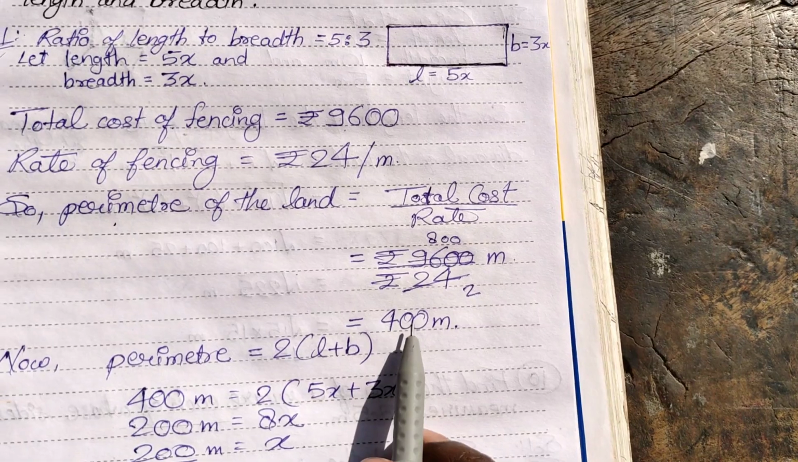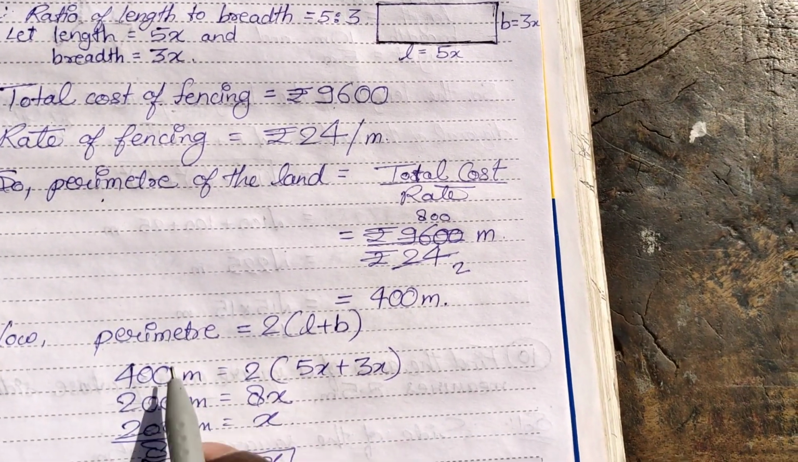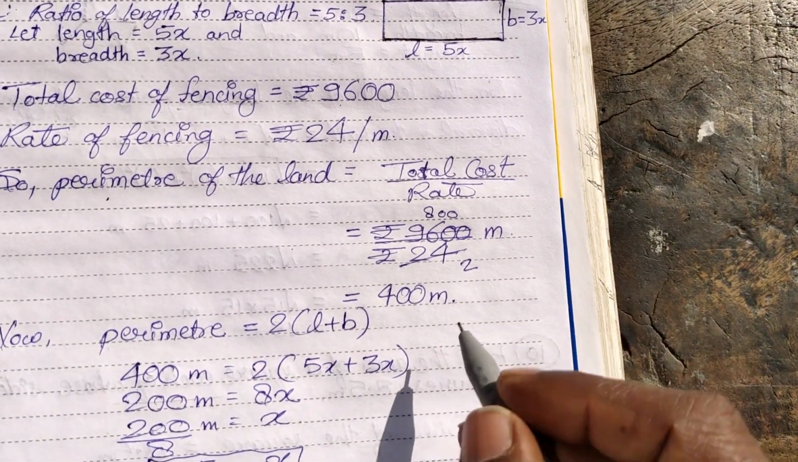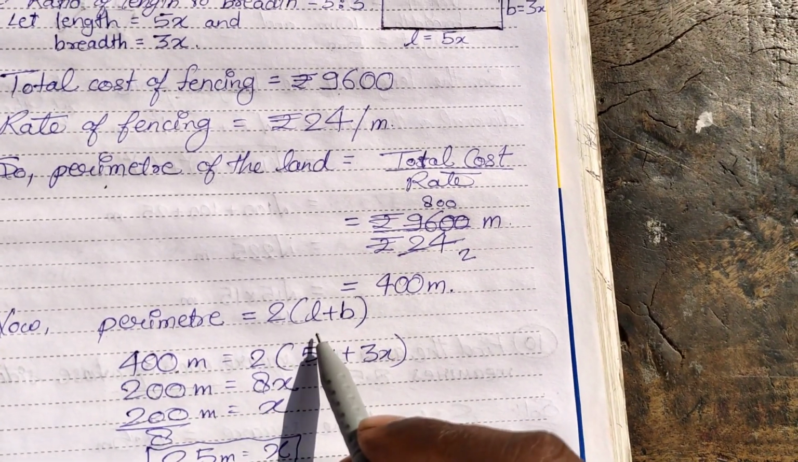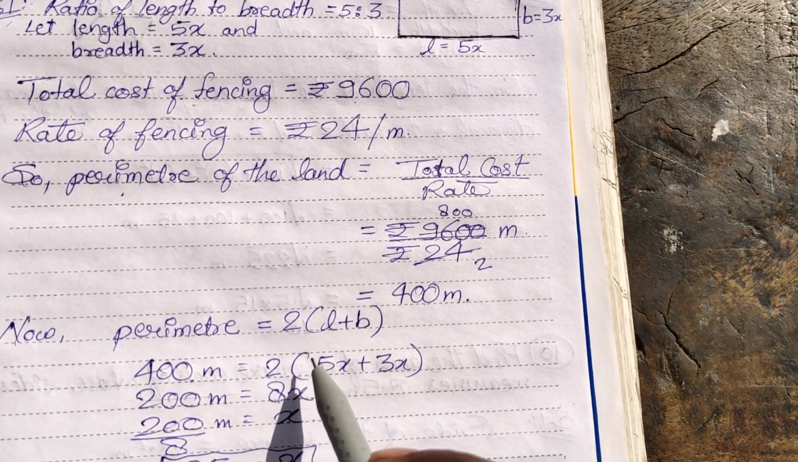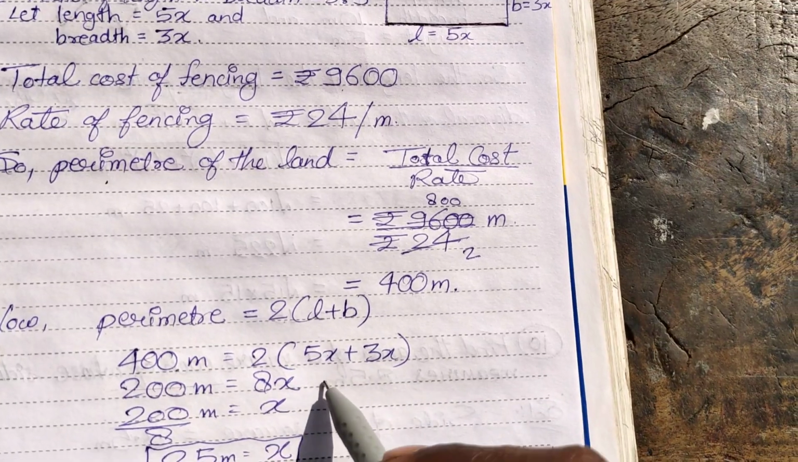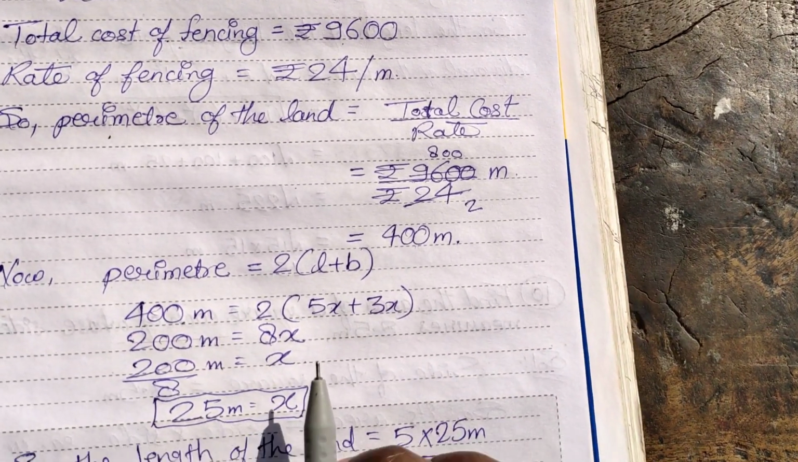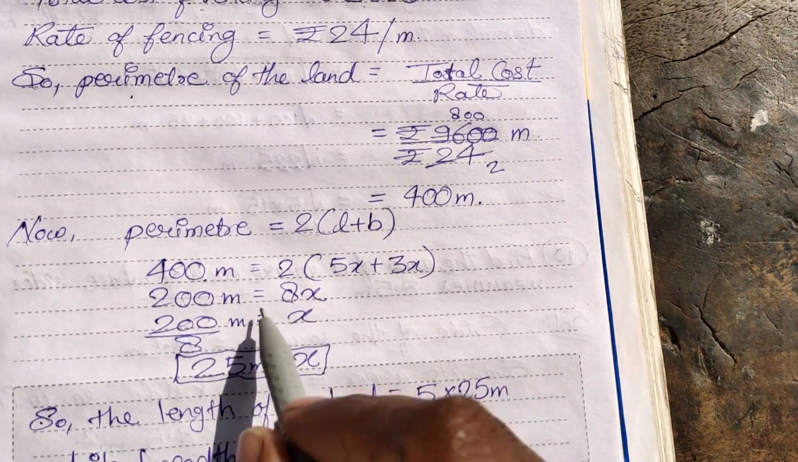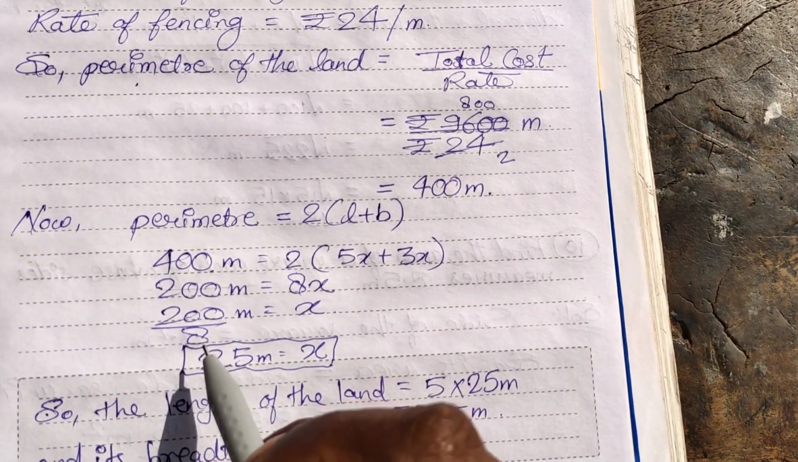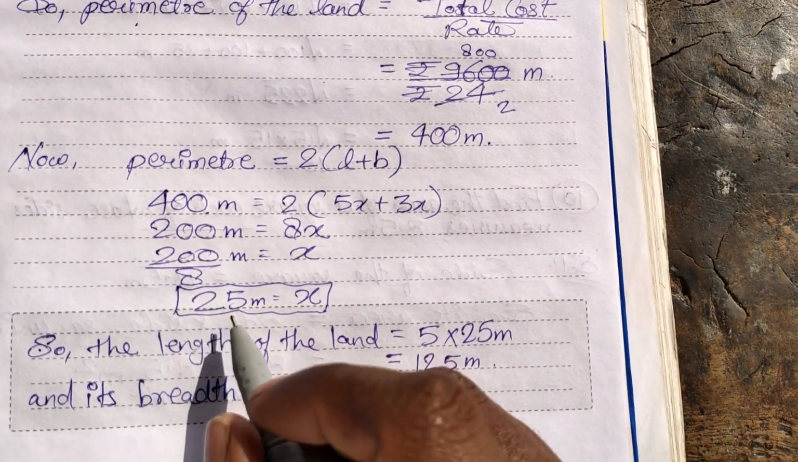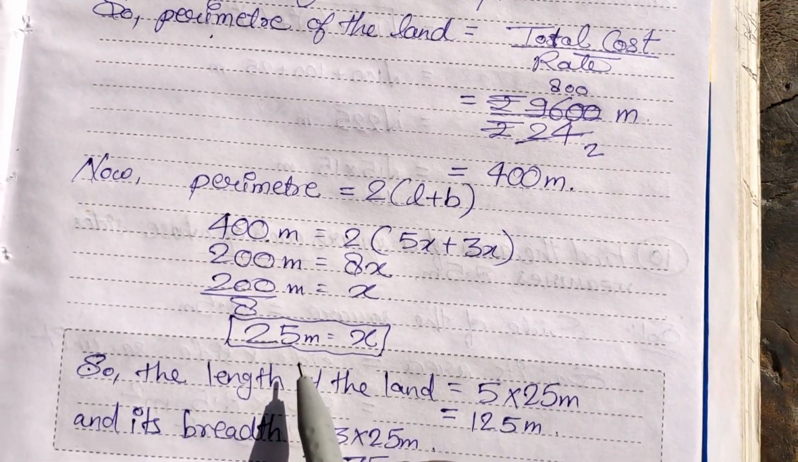Now we have the perimeter. We know that the formula of perimeter is 2 in the bracket length plus breadth, unit. So put the value: perimeter 400 meter equals 2 times length plus breadth. We already assumed length 5x and breadth 3x, so put the value of length and breadth here. We have 8x equal to 200 meter. Now x equal to 200 upon 8, we have 25 meter equal to x.